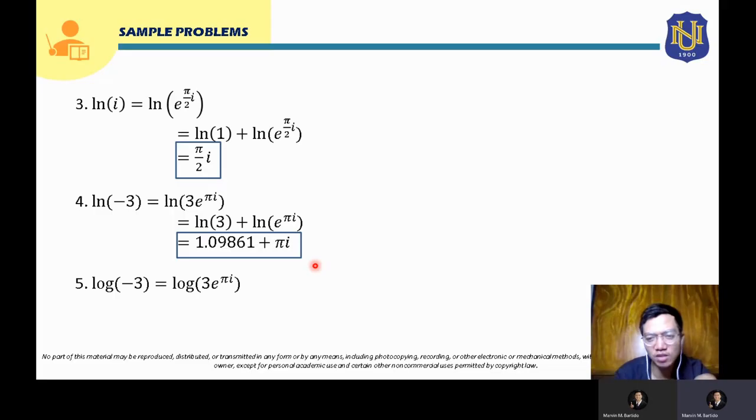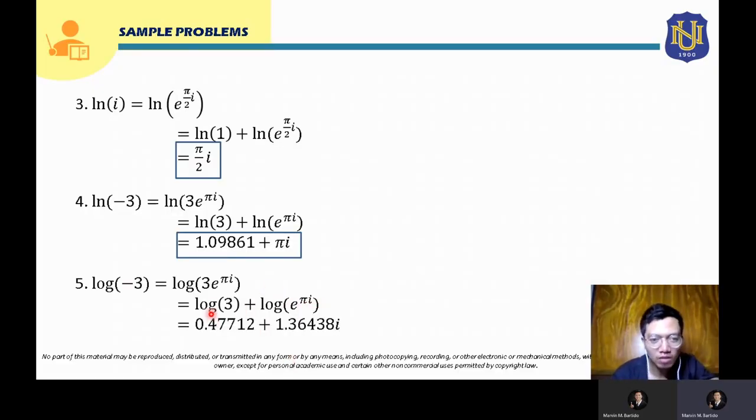Now for number 5, it's actually the same as what you have done in number 4. Again, you have to convert this complex number, which is in rectangular form, into its equivalent exponential form. So this will be the exponential form. From that, you can apply that log of 3 times e raised to pi i is also equivalent to log of 3 plus log of e raised to pi i.